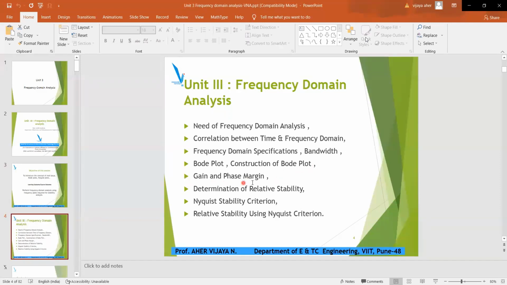Then you are going to learn what gain and phase margin are. Then determination of relative stability. The concept of stability is introduced here in Unit 3, but all the details related to stability you are going to study under Unit 4. So here you are going to study determination of relative stability, then Nyquist plot, Nyquist stability criteria, then relative stability using Nyquist criteria. Up to this point, you are going to study stability under Unit 3, and all details related to stability you are going to study under Unit 4. So let us start with frequency response.